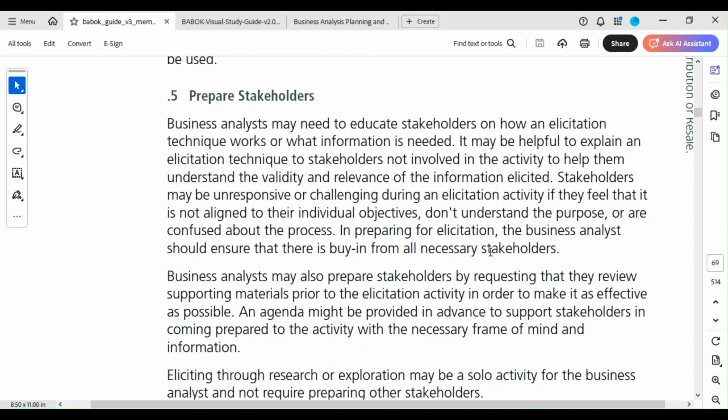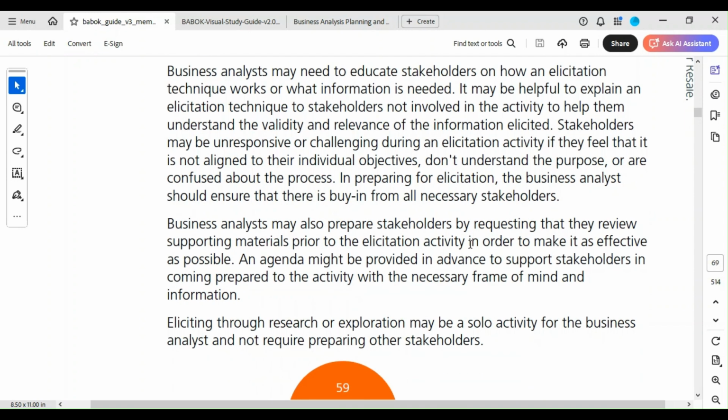It may be helpful to explain elicitation techniques to stakeholders not involved in the activity to help them understand the validity and relevance of the information elicited. So, the more you make your stakeholders understand the steps, the process, what is required, it helps them get used to what you're doing, appreciate what you are doing, even appreciate their involvement, and know how relevant what you are doing is.